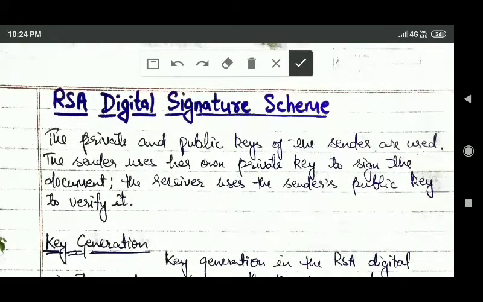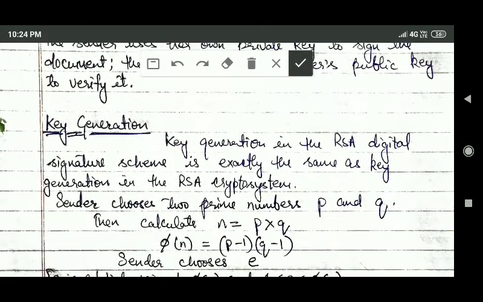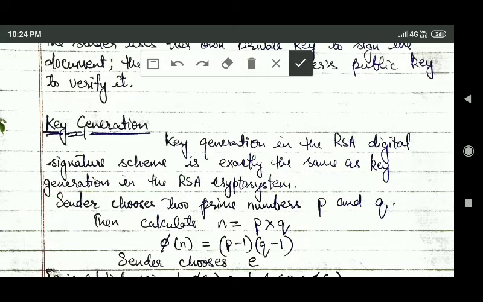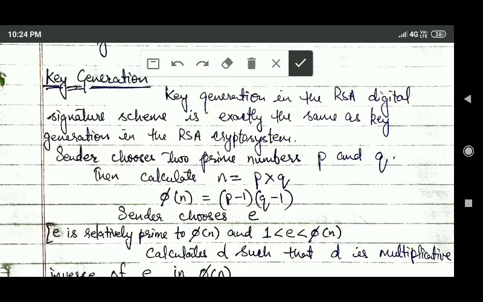Now let us study how the keys are generated in the RSA digital signature scheme. The key generation in the RSA digital signature scheme is exactly the same as key generation in the RSA crypto system. How the keys are generated in the RSA crypto system, we have already studied in the previous tutorial. So in this tutorial we will study how the keys are generated in the RSA digital signature scheme.